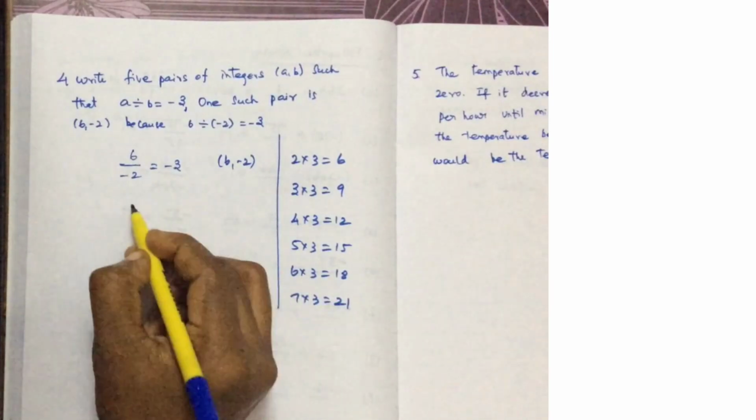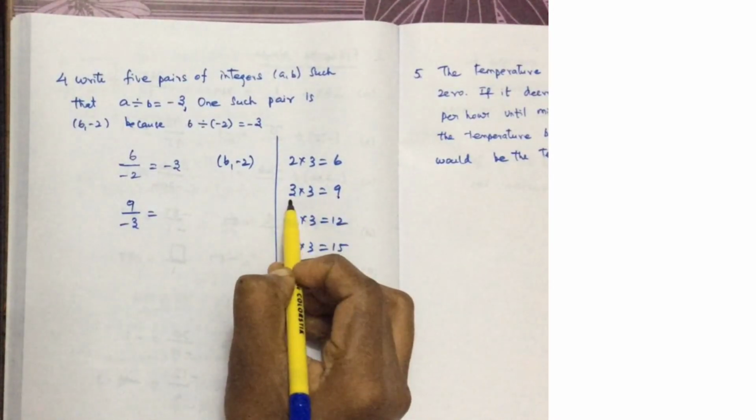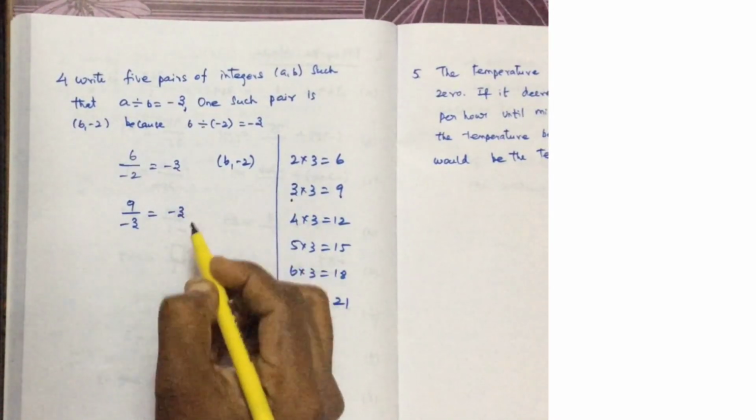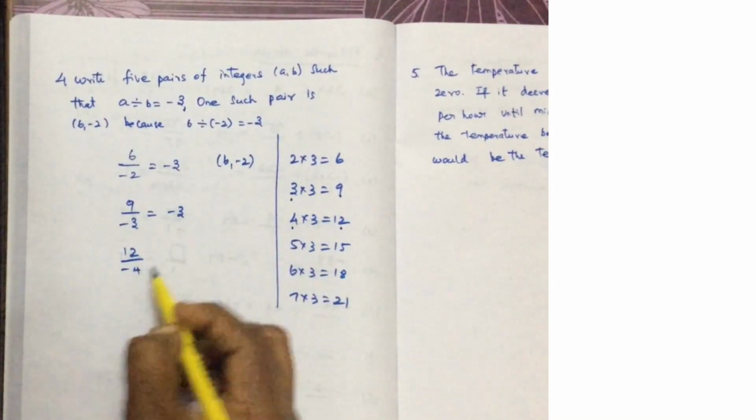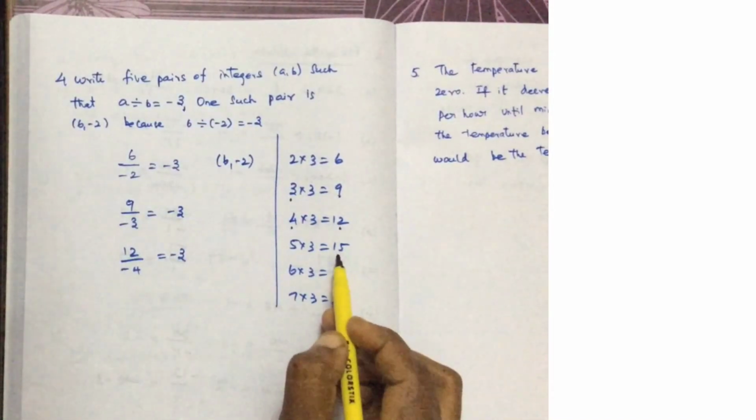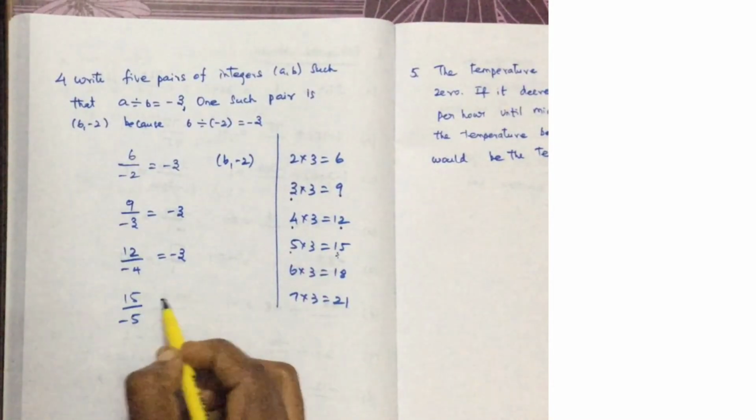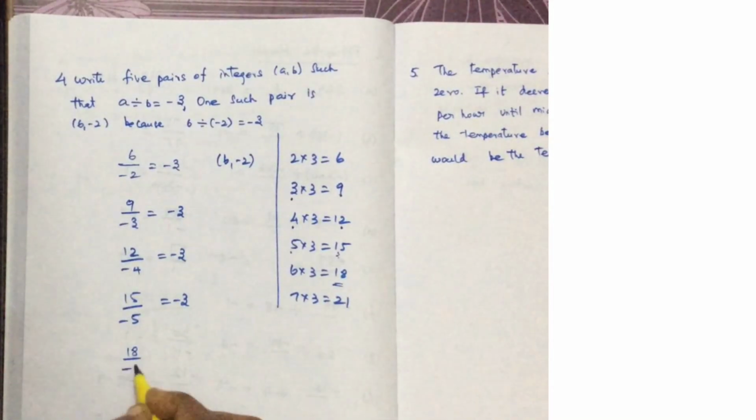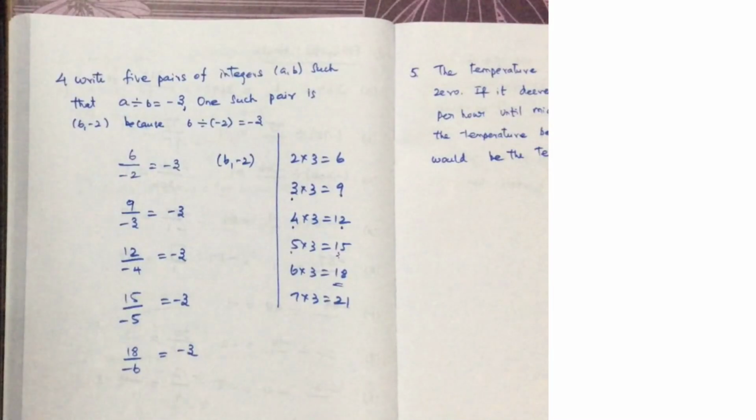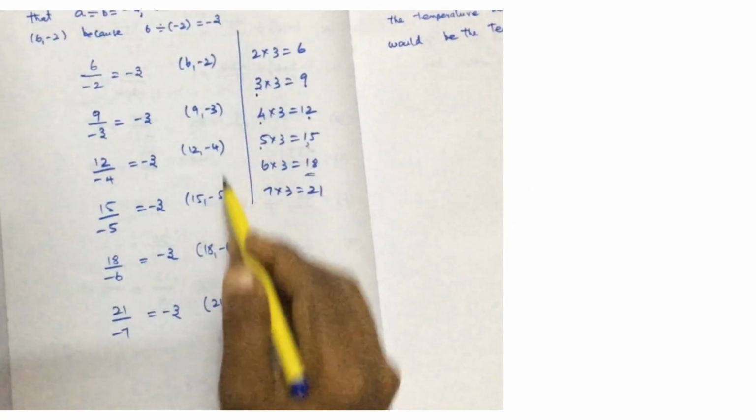Now what you will write here is 9 divided by minus 3. If it is minus 3, here is a minus 3. Similarly 12 divided by minus 4 is minus 3. This 15 divided by minus 5 is minus 3. This 18 divided by minus 6 is minus 3. This 21 divided by minus 7 is also minus 3. Now we can see these are the pairs of integers.